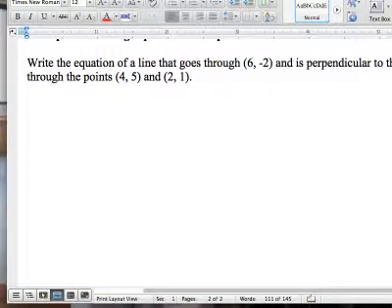Okay. Write the equation of a line that goes through (6, -2) and is perpendicular to the line that goes through points (4, 5) and (2, 1). Here's what we have going on right now. We want to write the equation of a line that goes through this point. So we know this is our x1 and our y1 because this point is on the line that we want to write an equation for.